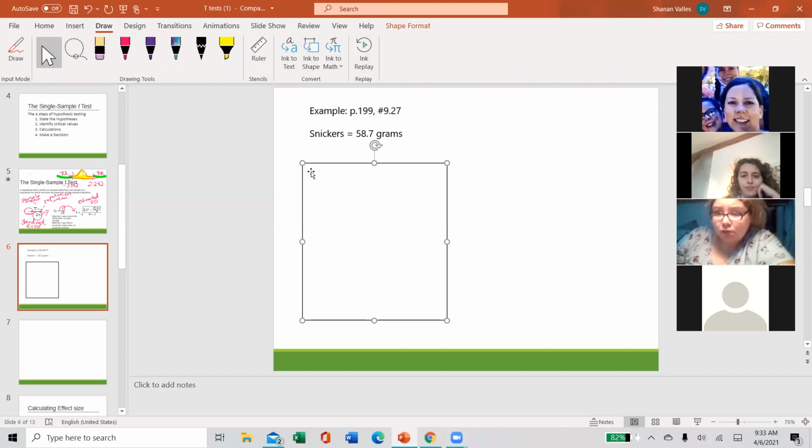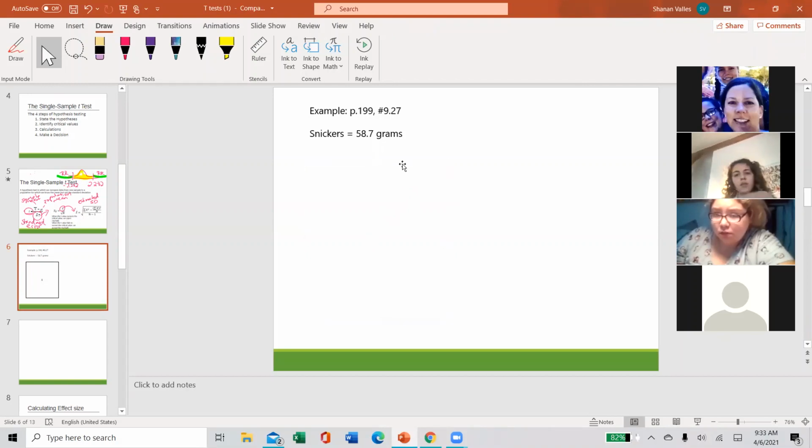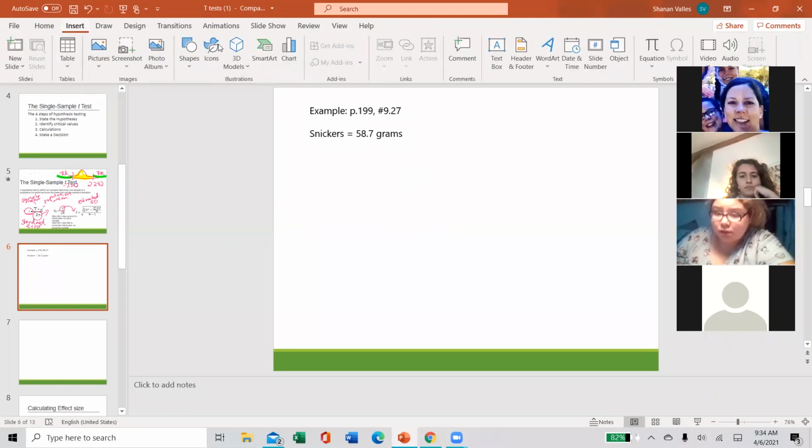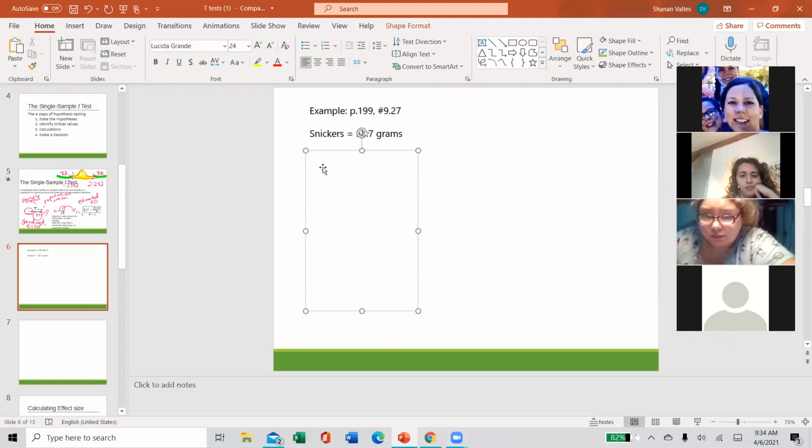Okay, so what he did was, I'm going to do X. Text box. Can't go wrong with the text box, right? So I'm going to put X here, okay? Because this is our variable. All right, let's underline it.